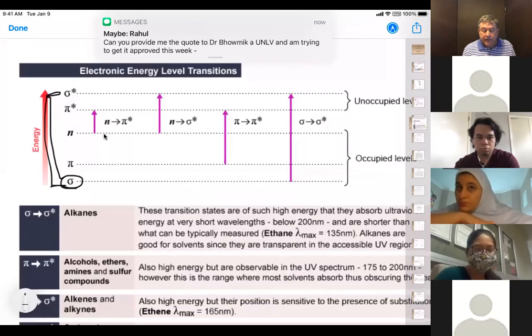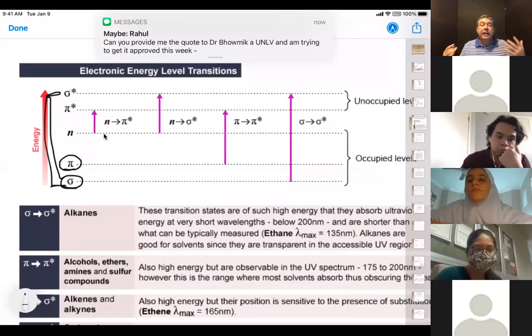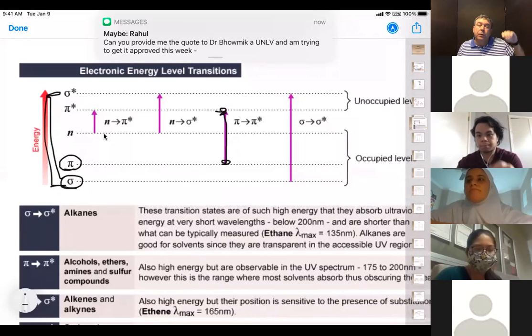So the next thing up is a pi orbital. The pi orbital is next in energy up, and it has a transition where it can go from a pi orbital to a pi star orbital. And notice that gap is smaller than the sigma to sigma star gap. So it takes more energy to see a sigma to sigma star absorption than it does to see a pi to pi star absorption.